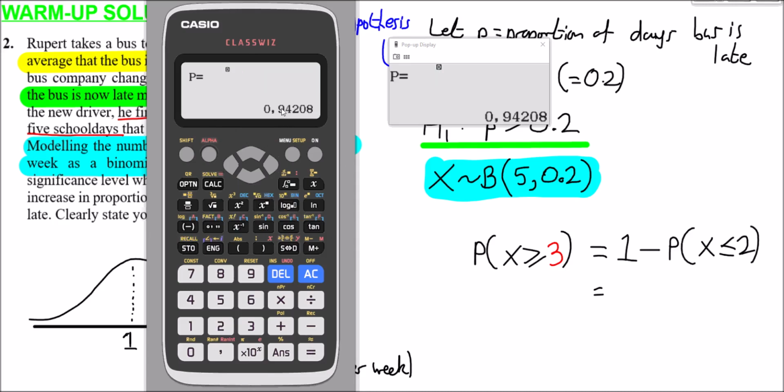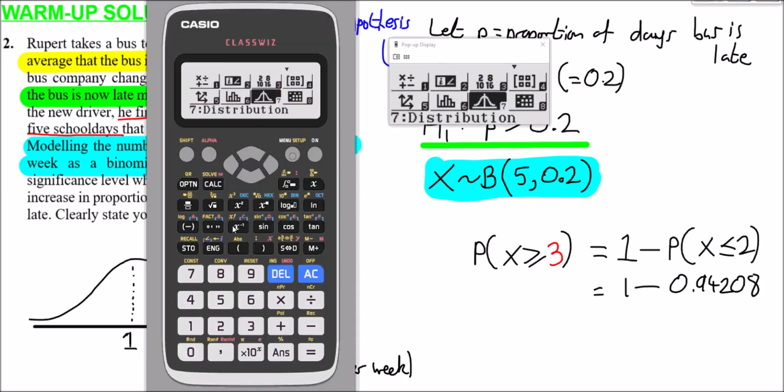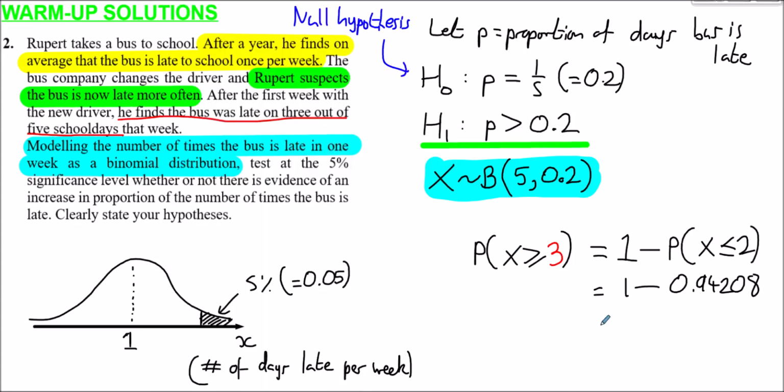but actually the chance that it's late on 2 or fewer days is almost 95%. It's 94.2-ish%. So in other words, it's almost definitely going to be late no more than 2 out of those 5 days. So this here is 0.94208. So 1 minus that, press menu, 1 minus that answer we just got, gives us 0.05792.